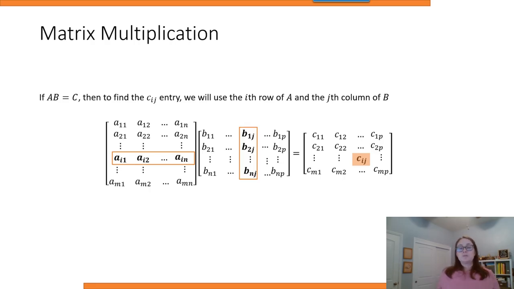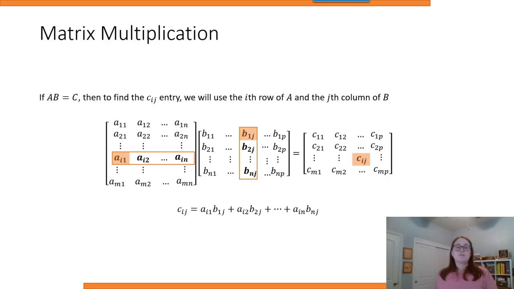Once we match them up, we start with the first value in the row of A and the column of B. This is a formula I'm going to follow as I do this. So the first value of each one, I'm going to multiply those.